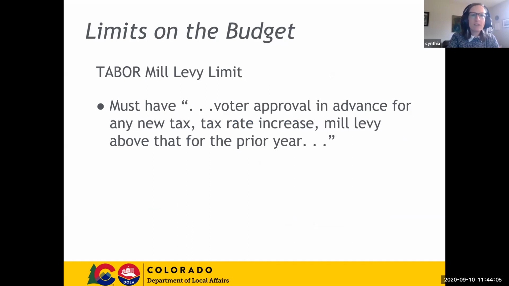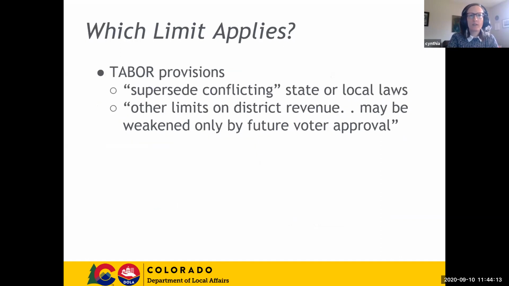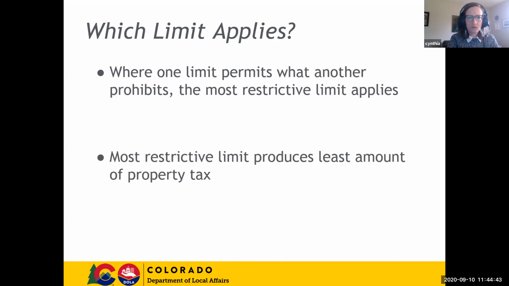TABOR also, again, has a mill levy limit that says that prior voter approval to increase the mill levy is required. So the question then is, which limit applies? If a local government is subject to the TABOR revenue limit, the TABOR mill levy limit, and the 5.5 revenue limit, which do you use? And there's case law and lots of local interpretation and Attorney General opinions that all have really converged on the most restrictive being the one to use.